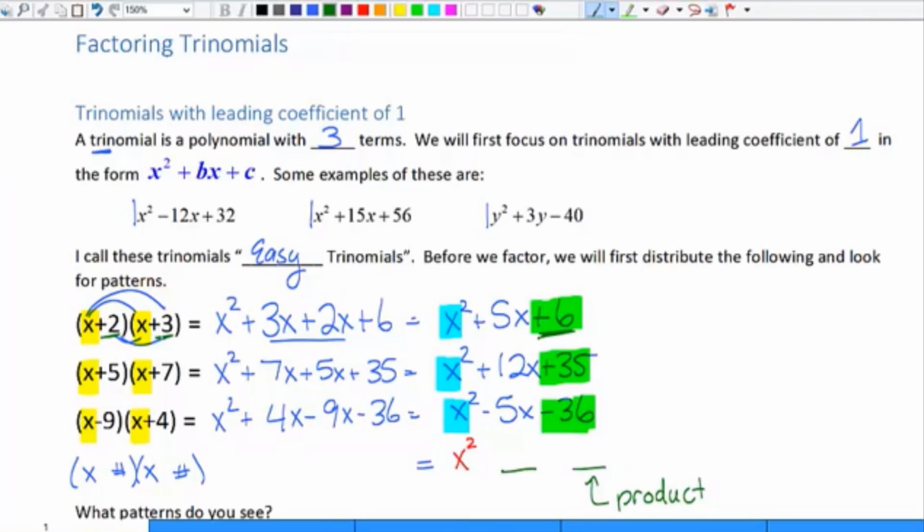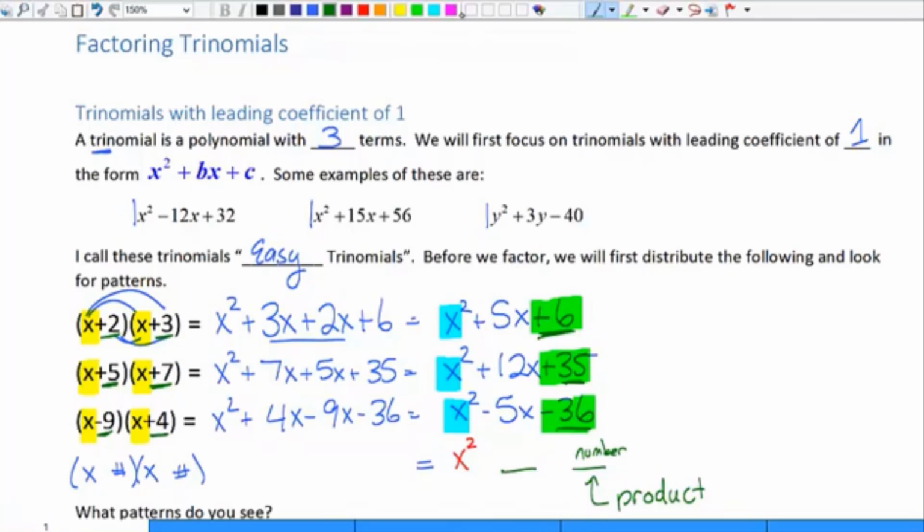So let's just check it. 2 times 3, is that positive 6? Yes. Positive 5 times positive 7, is that positive 35? Yeah, that works. Does it even work with negatives? Negative 9 times positive 4, is that negative 36? It sure does. And someone will often say, well, this is always going to be some number with no x. It's a constant term.